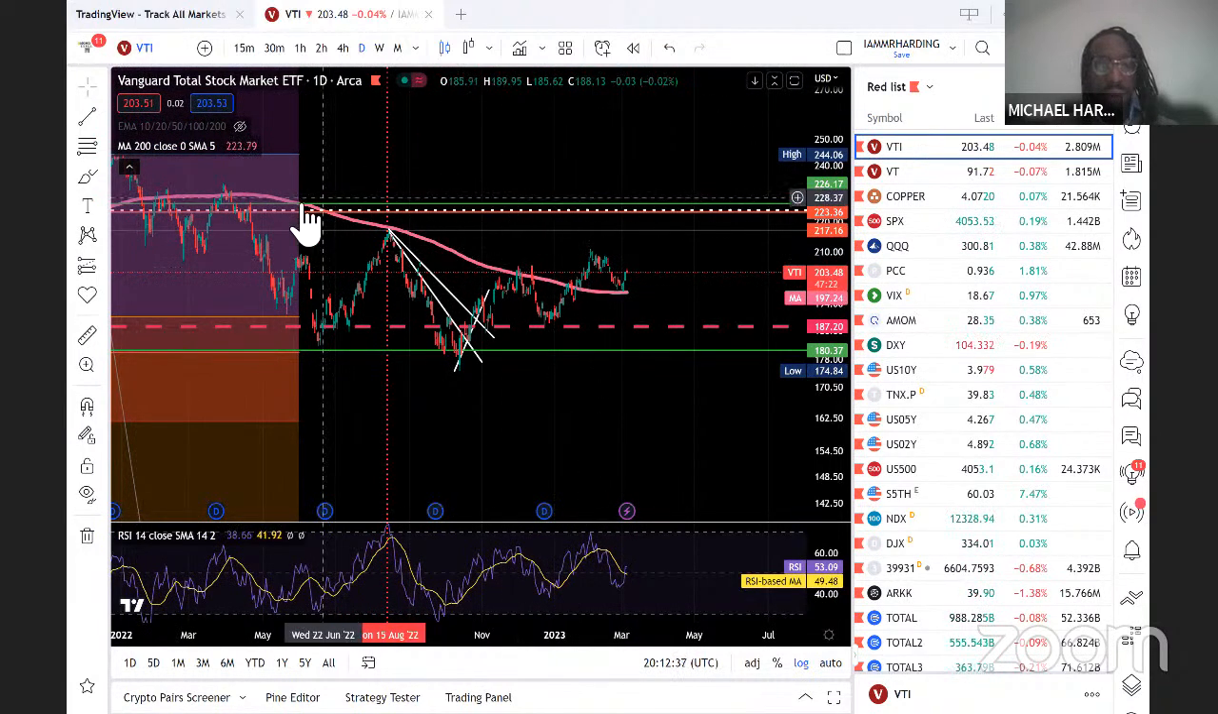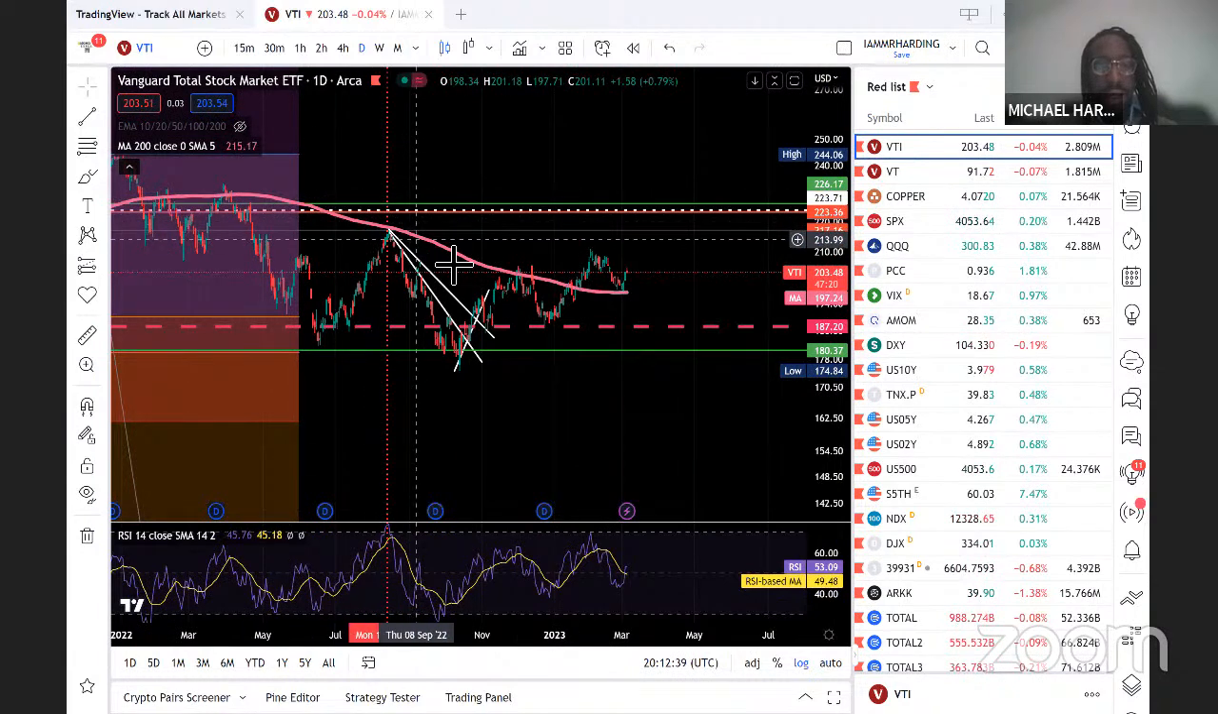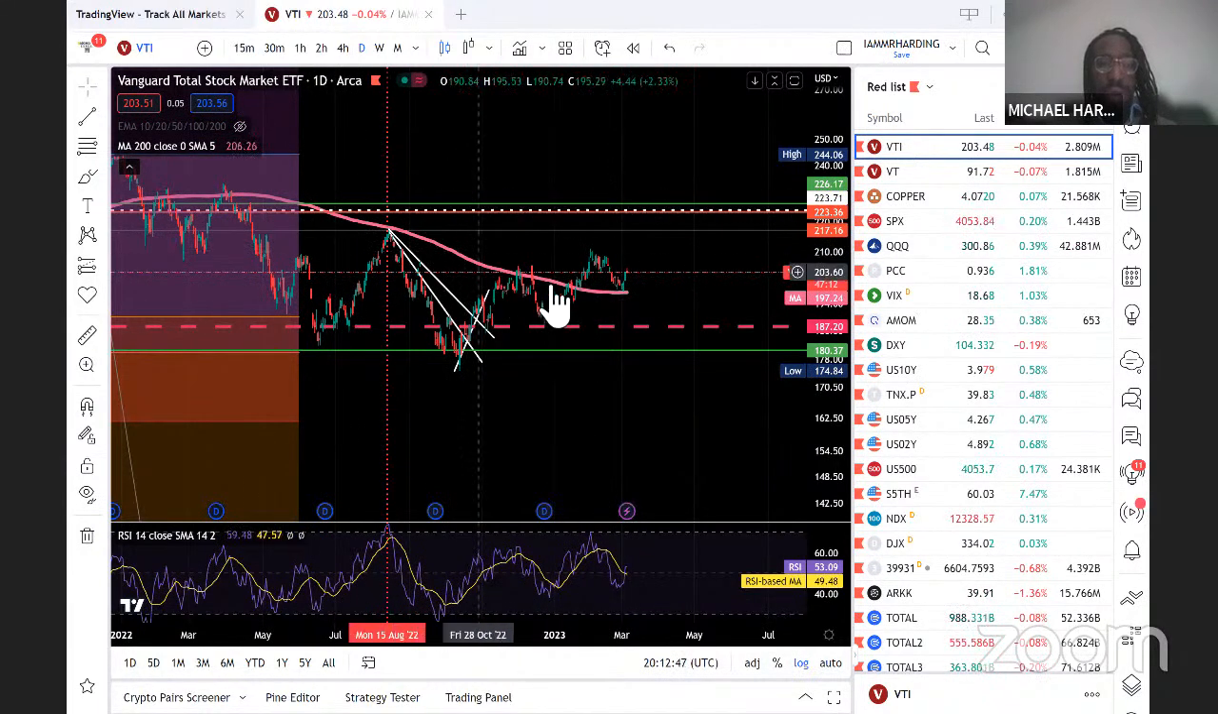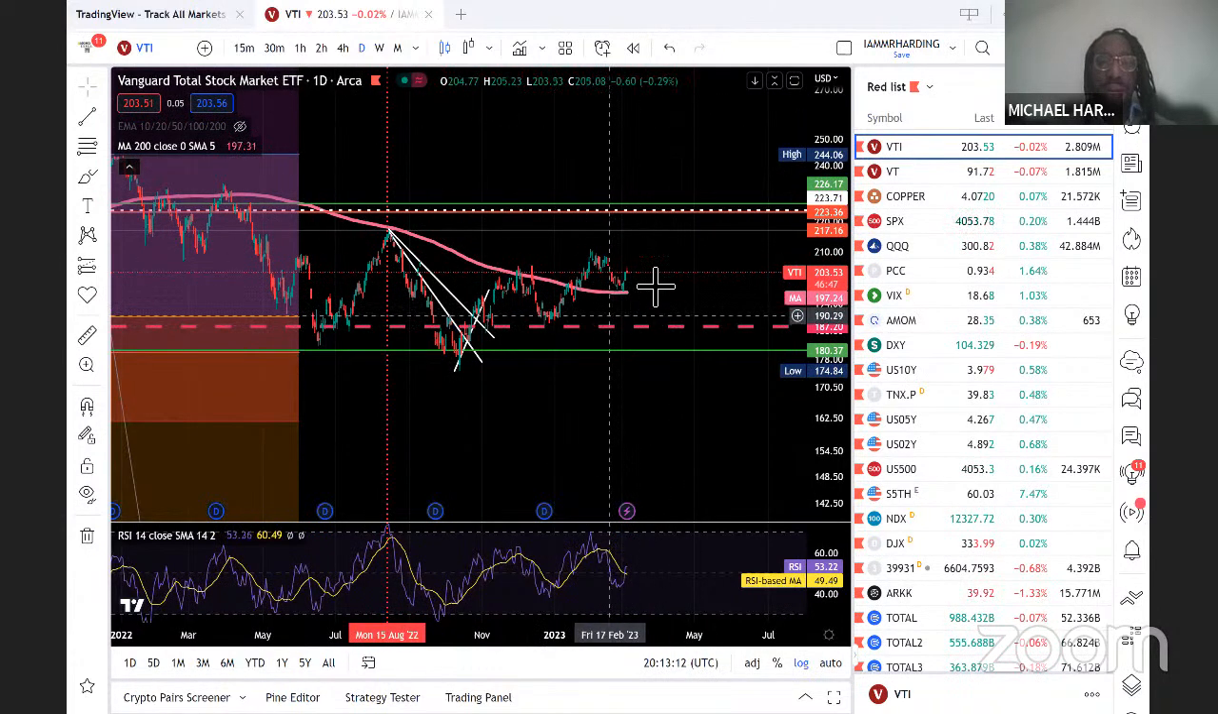And as we can see, this pink line here, this is what we call the 200 MA. Now, the 200 MA, what does it do? It shows us the average price for the last 200 days. So what tends to happen is when the price goes below the 200 MA, it tends to stay below it for a while, and that's normally a negative sign. Now, if the price goes above the 200 MA, that's normally a really positive sign.